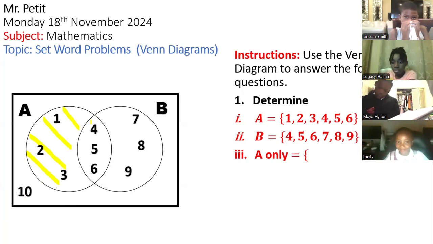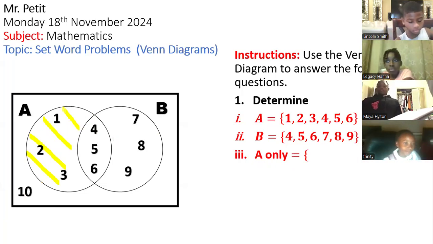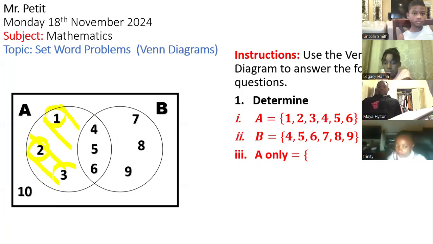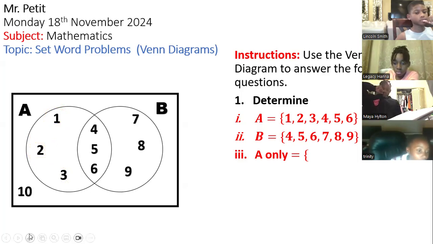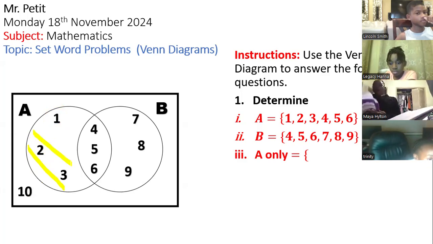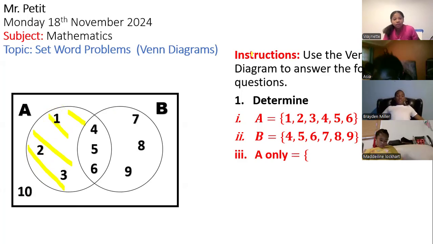The diagram? The answer to the question: we want A only. So A only is going to be which numbers? 1, and 3. 1, 2, 3. But we do not include any of these, because we're only looking at A only, not all of A. So A only is going to be 1, 2, and 3.